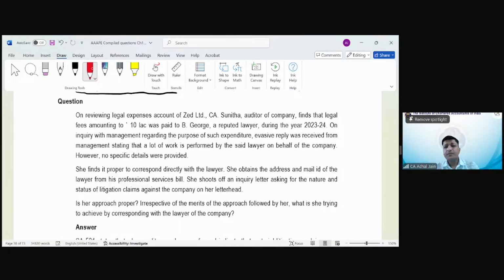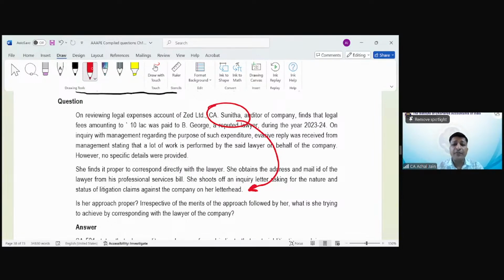Okay. She obtains the address, email ID of the lawyer from his professional services bill, shoots off an inquiry letter asking for the nature and the status of litigation claims against the company on her letterhead, means letterhead of the auditor. Can we say that the approach of CA Sunita is correct?